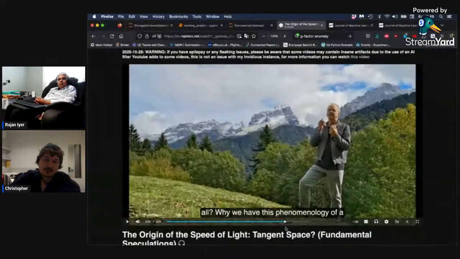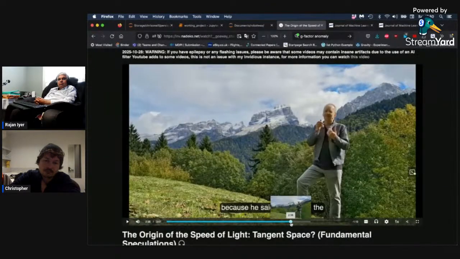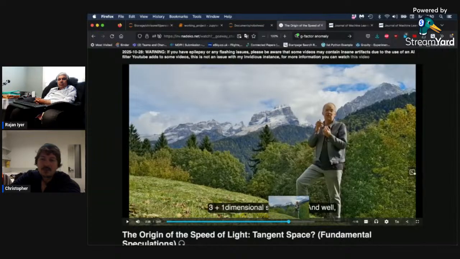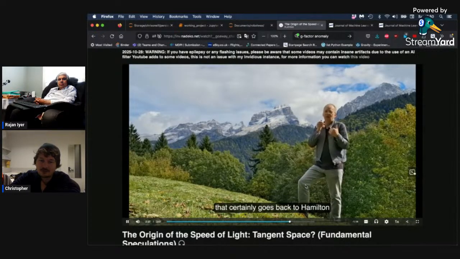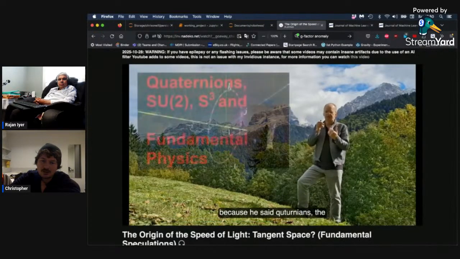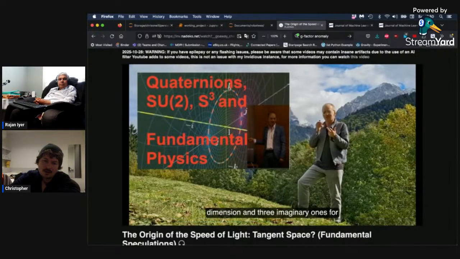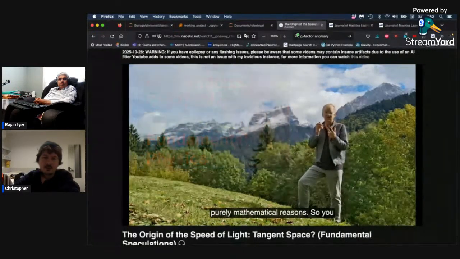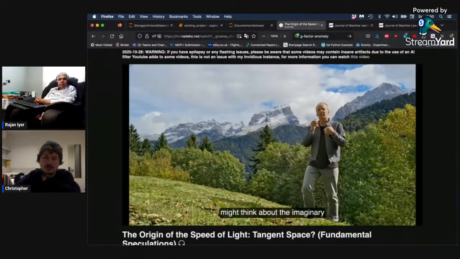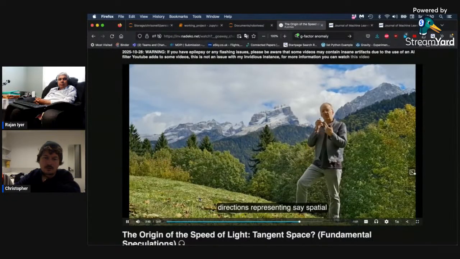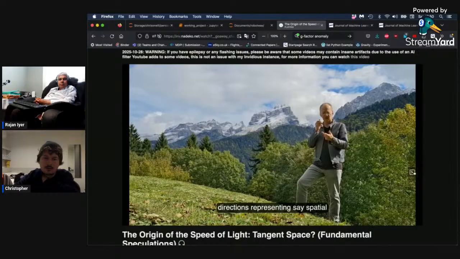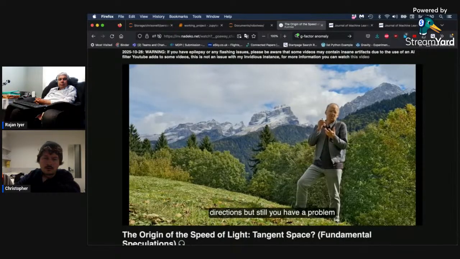So he's going off into, I don't know, time itself. Metaphysics and philosophy here. Goes back to Hamilton, because he said in quaternion algebra there's one real dimension and three imaginary ones for purely mathematical reasons. So you might think about the imaginary directions representing spatial directions, but still you have a problem to qualitatively justify the appearance of time.